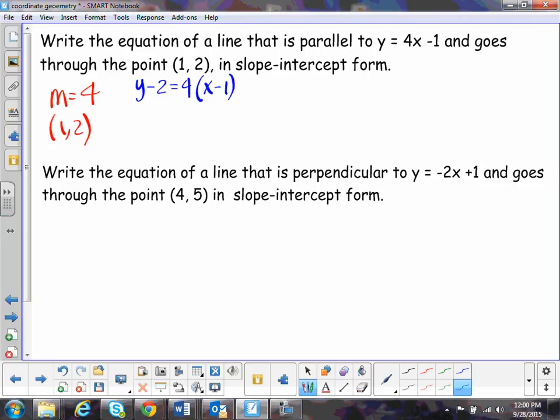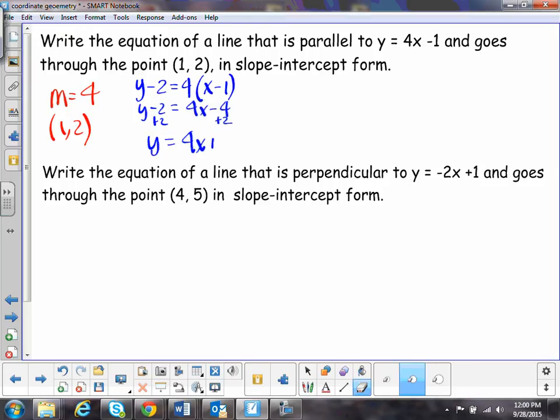So we got y minus 2 equals 4x minus 4. Don't forget to multiply that. Add 2, y equals 4x, not plus, but minus 2. And there it is. That equation right there goes through (1, 2), and it's parallel to that one. So that's using point-slope.